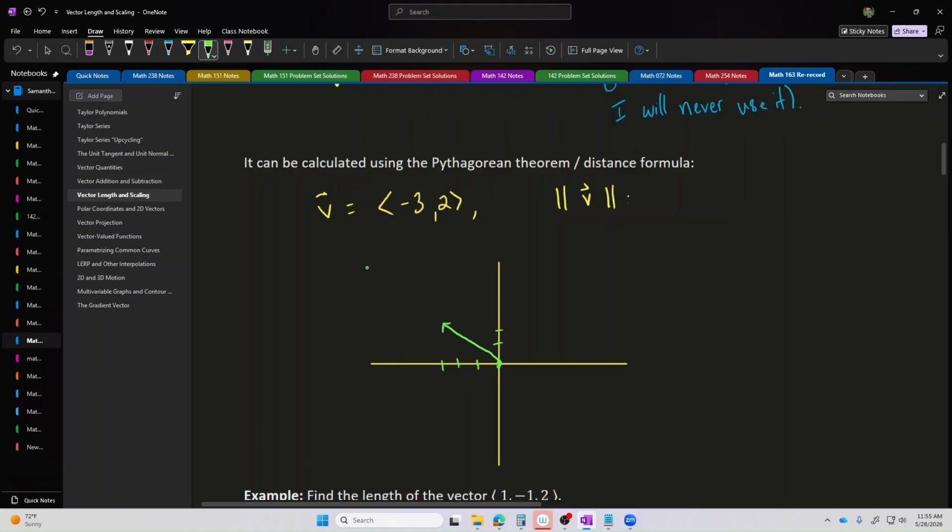So if I want to figure out how long this vector is, the magnitude of this vector, I would just use the Pythagorean theorem to find that length. I would take the square root of the x component squared plus the y component squared. Basically, a squared plus b squared equals c squared in this picture. So after simplification, we would get a magnitude of square root 13 units for this vector.